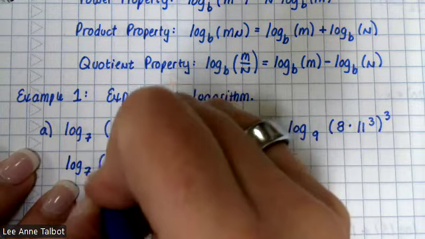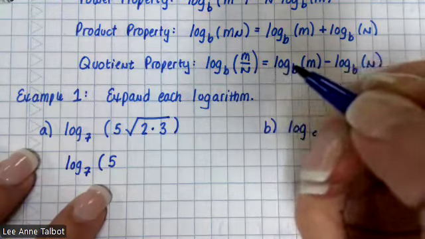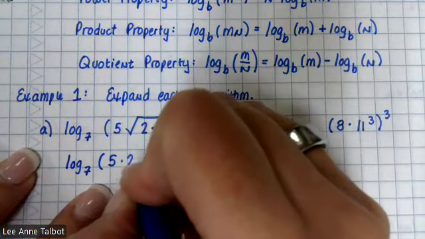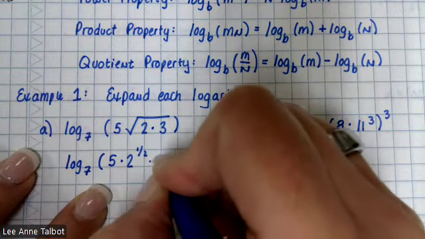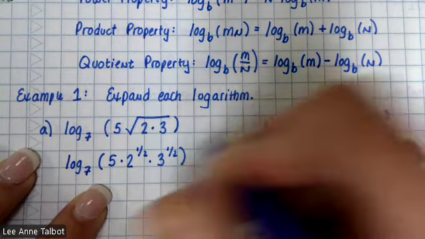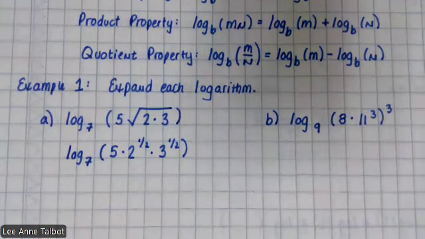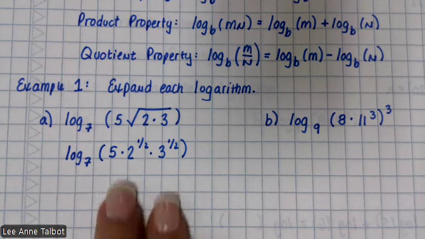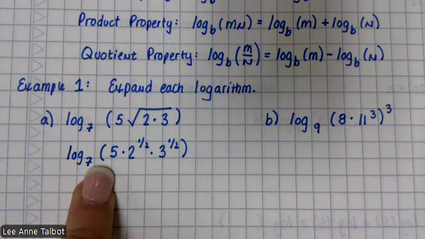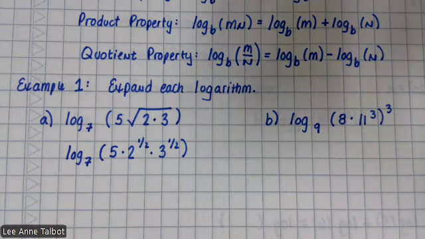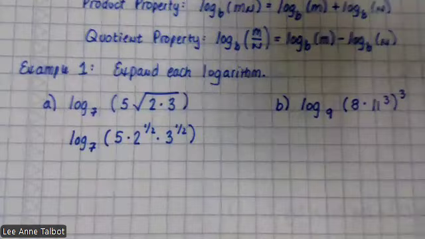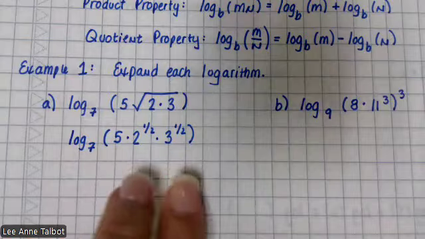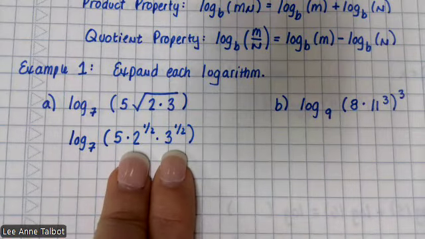The first thing I'm going to do is make this 5 times 2 to the 1/2 times 3 to the 1/2. I'm going to let you think about that for a second. Square root is 1/2 power. And why did I only do the 2 and 3 and not the 5? Exactly. Okay. The 5 is outside and the 2 and 3 were inside.